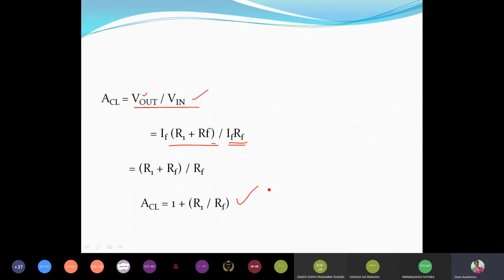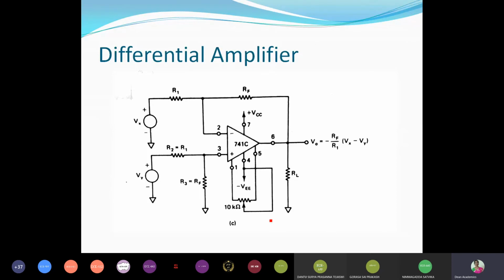So from here onwards, whenever we say inverting amplifier, the voltage gain is equal to minus RF by R1. And for this non-inverting amplifier, it is 1 plus R1 by RF. So that is the difference. And when you do this differential amplifier, similar to that, we will get an output expression like this: minus of RF by R1 into the difference of these two voltages.